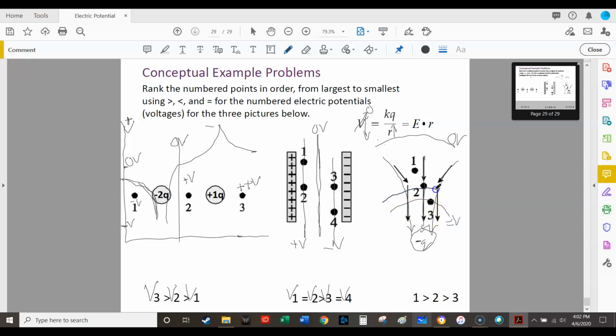But 2 is going to be a little bit greater in voltage, because now we're going up in height. And the voltage at 1 is going to be even greater in voltage, but still negative. So all three of these voltages are negative, but voltage 1 is closer to 0, then voltage 2, and then voltage 3.